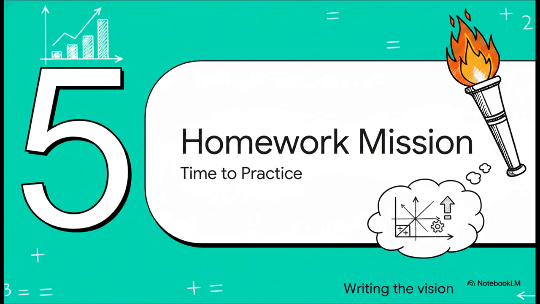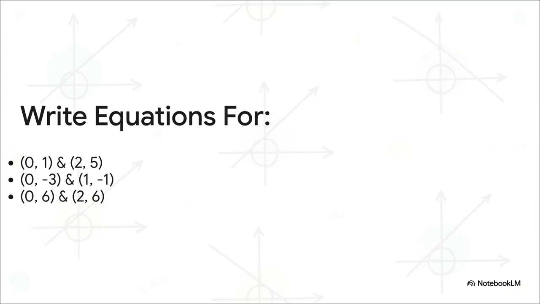All right, Section 5, your homework mission. Time to practice. All right, it's your turn. Here are 3 specific pairs of points from 3 different linear graphs. Your mission is to write the final equation for each line. Just use that foolproof formula, y2 minus y1 divided by x2 minus x1 to get your slope.